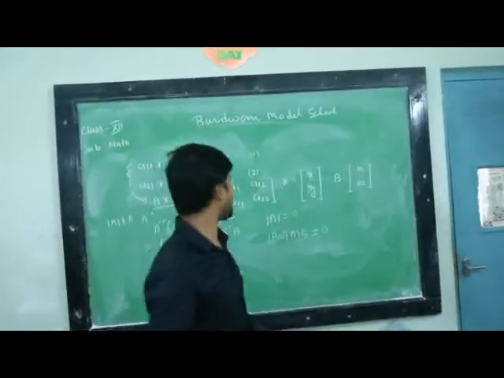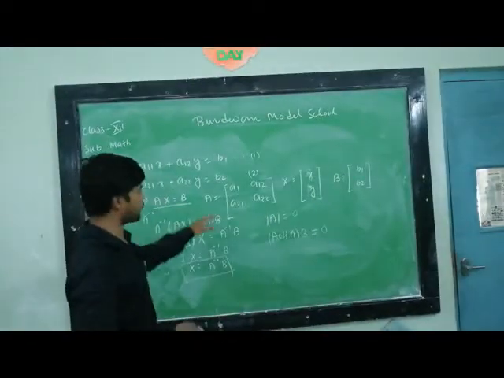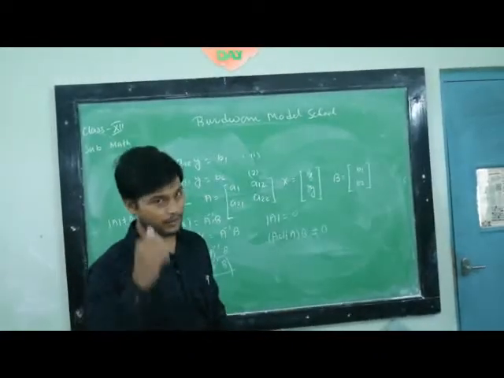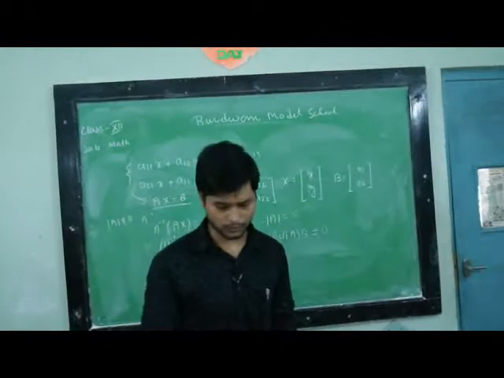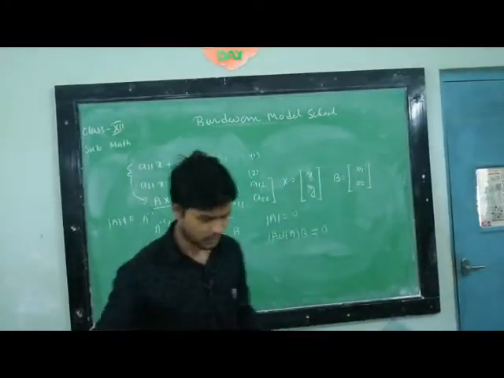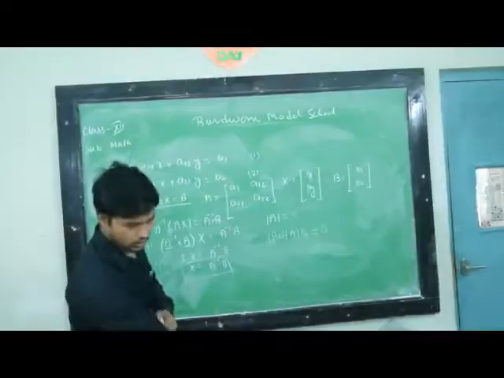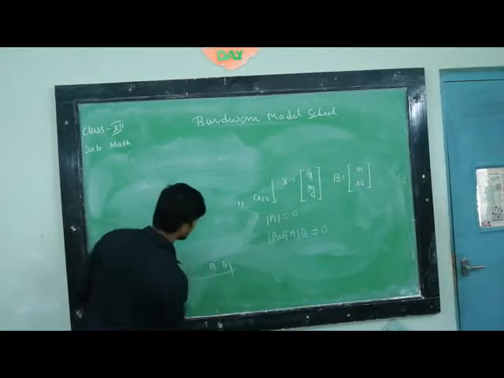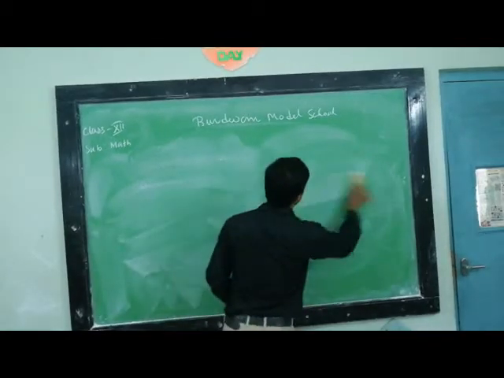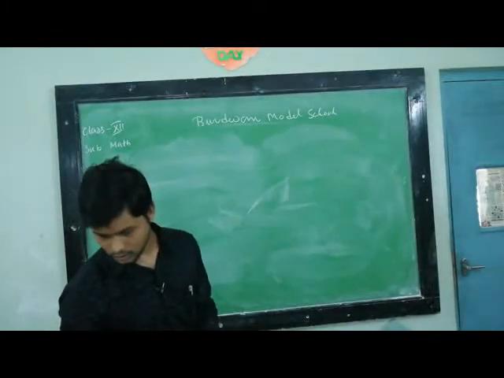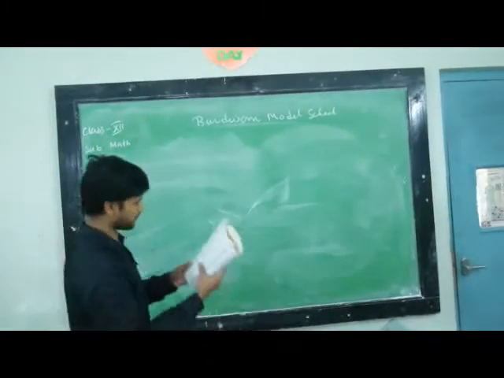Got it? Now, I have given an example with a 2 cross 2 matrix. In your problems, when you solve them, you may face a 3 cross 3 matrix also. So let's take an example and solve it. Exercise number 4.6, and we'll solve question number 1.